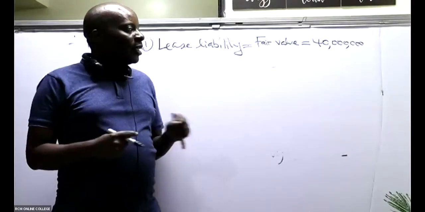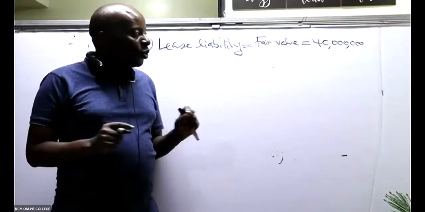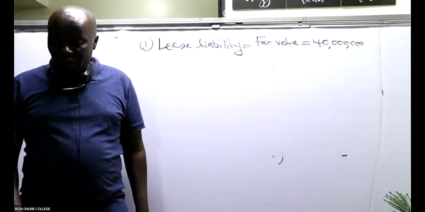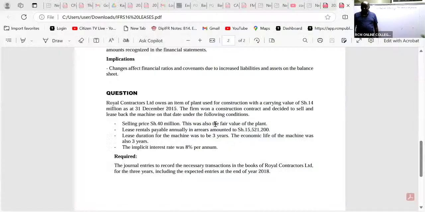Because lease liability, which is the present value of all the lease rentals, shall always be equal to the fair value of the asset. Like in this case here, they have told us the fair value of the asset. You can see this selling price, 40 million. This was also the fair value of the plant. And then you can see lease rentals are payable in arrears. So that concept of multiplying with 1 plus R will not apply here because this is paid in arrears.